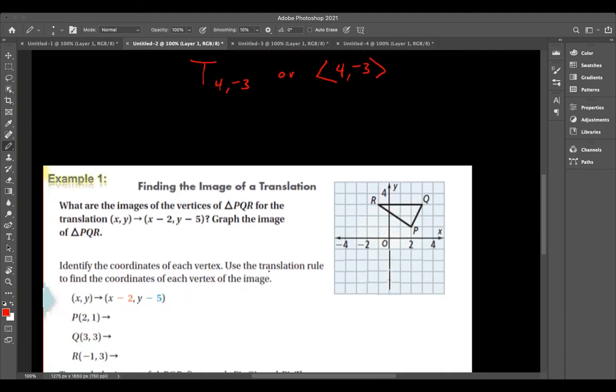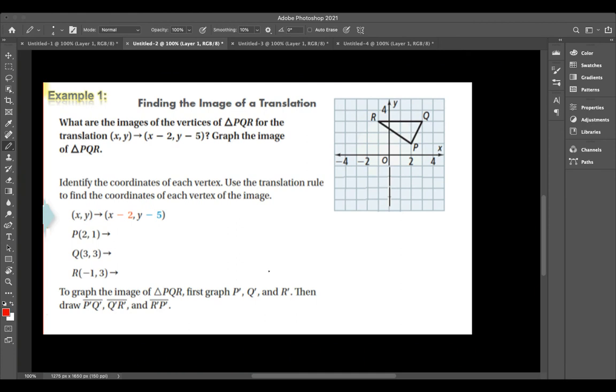All right, so let's try another one. Let's get a little harder here. Let's try a problem. Find the image of a translation. What are the images of the vertices PQR for the translation of (x - 2, y - 5)? Graph the image of PQR. So we have to graph the new image, the image of PQR.